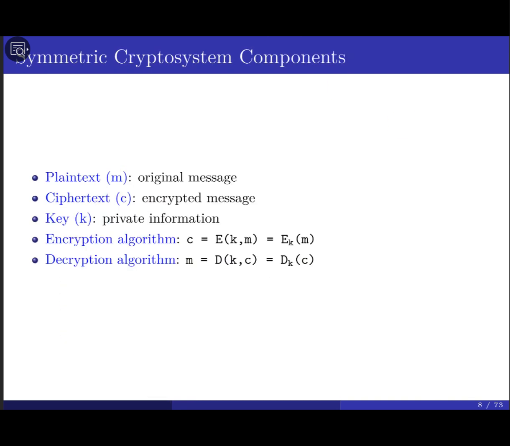So just the notation that you use, or components of the symmetric crypto system: the plaintext, the ciphertext, the key, or as they say, private information, must be kept secret. And this is the decryption algorithm, and this is the encryption algorithm. That's what's going to happen exactly here inside the encryption and decryption. Okay?